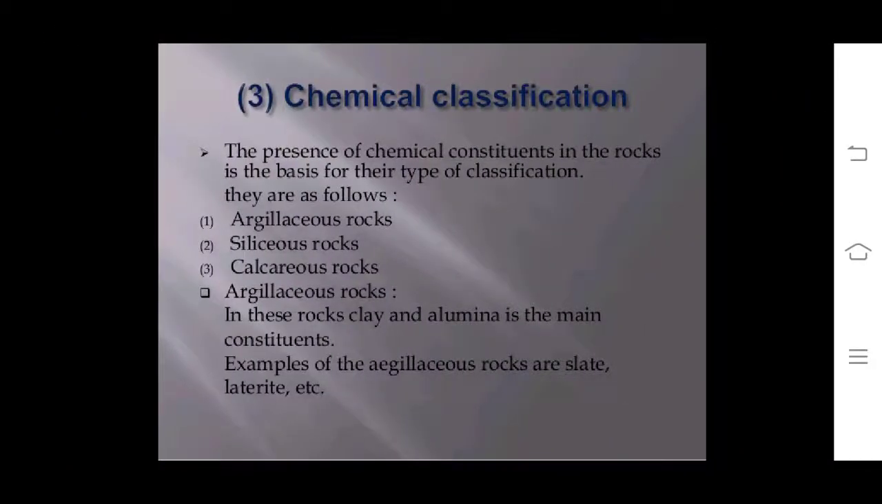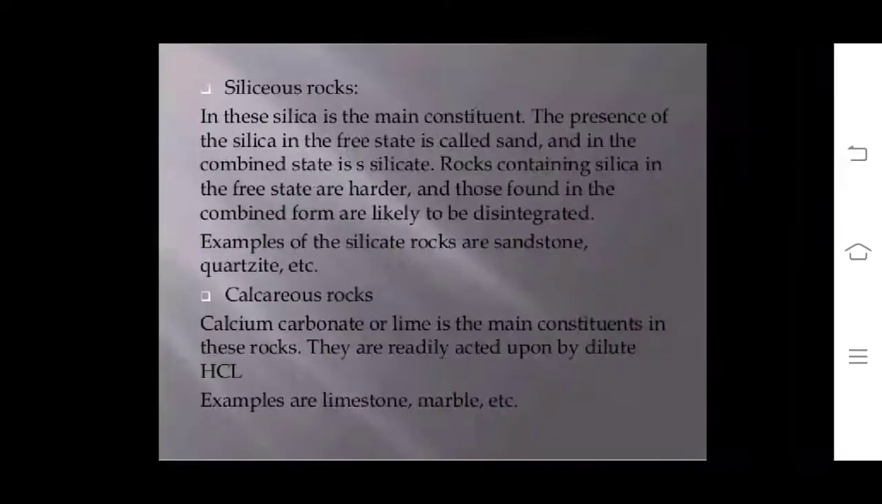Chemical classification of rocks. The presence of chemical constituents in the rocks is the basis of this type of classification. The classification is as follows: argillaceous rocks, siliceous rocks, and calcareous rocks. In argillaceous rocks, clay and alumina are the main constituents. Examples of argillaceous rocks are slate and laterite, etc.